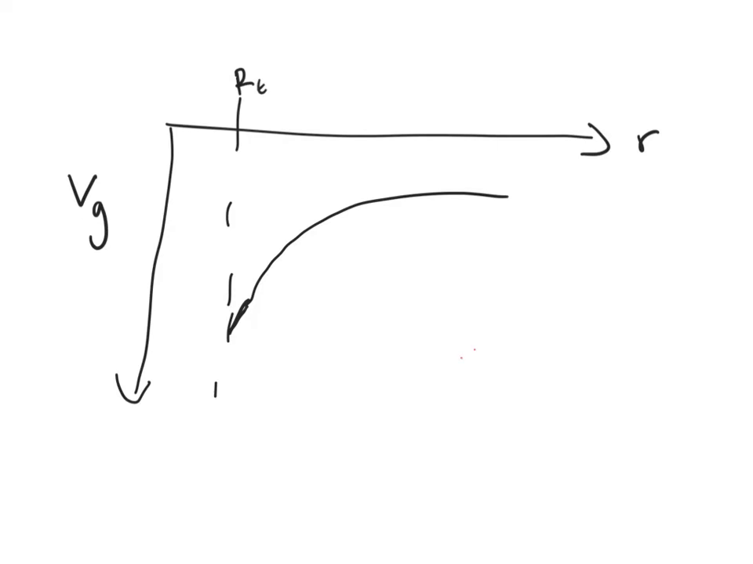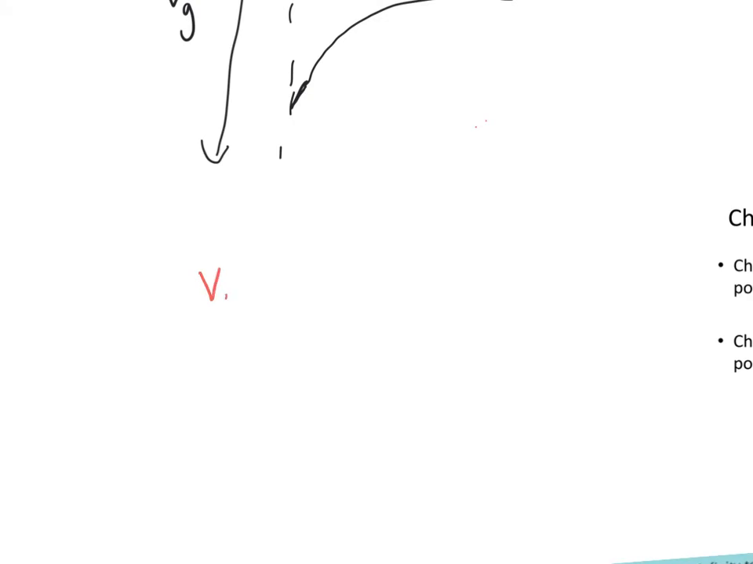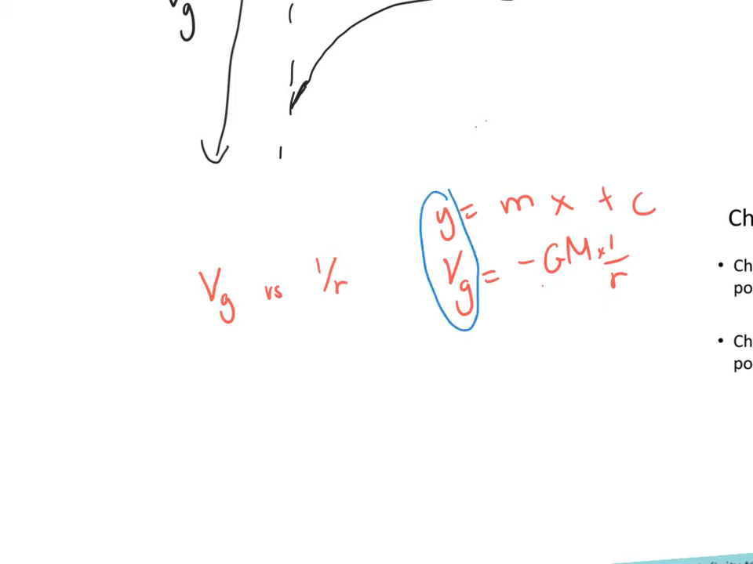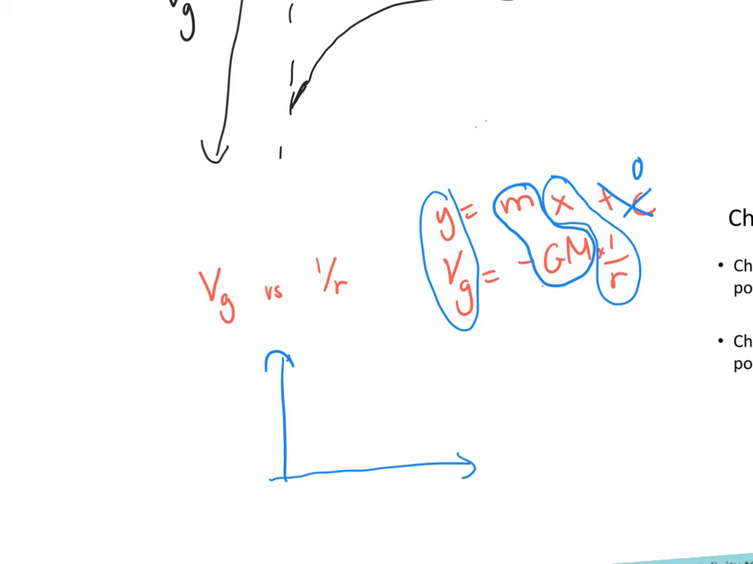And then if I want to get a straight line graph, then I will need to plot Vg versus 1 over r, since gravitational potential is minus GM over r. Let me rewrite it in a different way: minus GM times 1 over r. I will compare that to y equals mx plus c. Now my y will be Vg, my x will be 1 over r. There is no y-intercept since there's no plus or minus anything, so that will be 0. So that leaves my gradient to be minus GM. So if I wanted to plot it as a straight line without taking into account the negative value, it will be a straight line going through the origin with a gradient equal to GM.